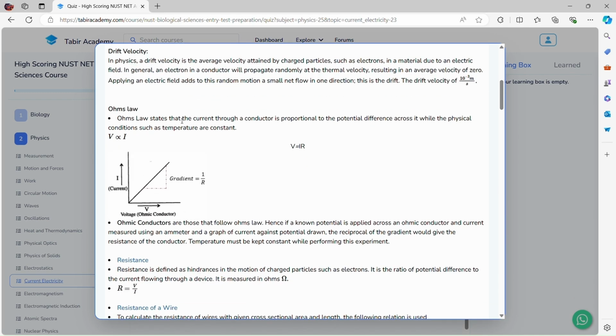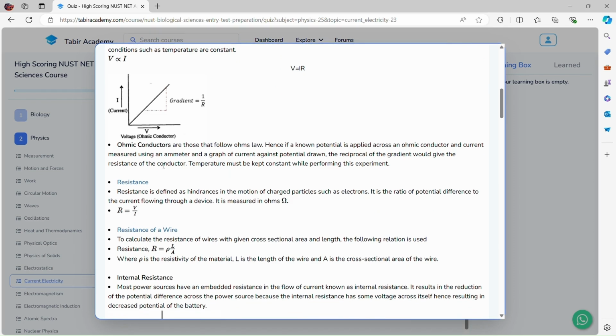Ohm's law. It states that the current through a conductor is proportional to the potential difference across it, while the physical conditions such as temperature are constant. V is directly proportional to I. V equals to IR. Here you can see current and voltage graph. As the voltage increases, current also increases. The gradient is 1 over R.